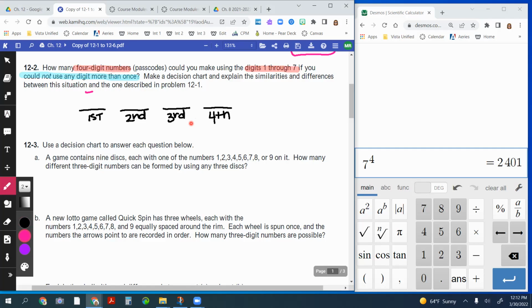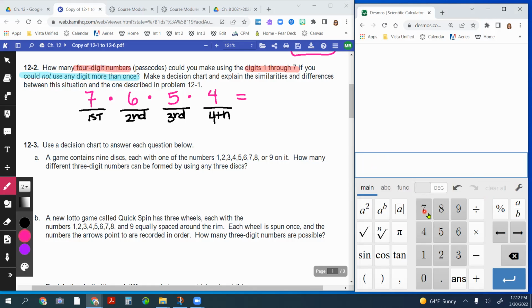So what does that mean? We have 7 choices for the first one, times. Now that 1 is used, I only have 6 left. Now that 2 are used, out of the 7, I only have 5 left. And after 3 are used, out of the 7, I only have 4 left. So we're going to work this out. So I'm going to go 7 times 6 times 5 times 4, and we get 840 different outcomes, different passcodes.